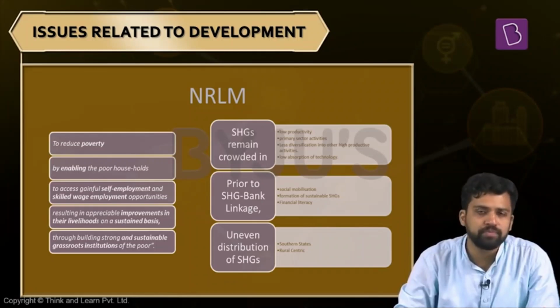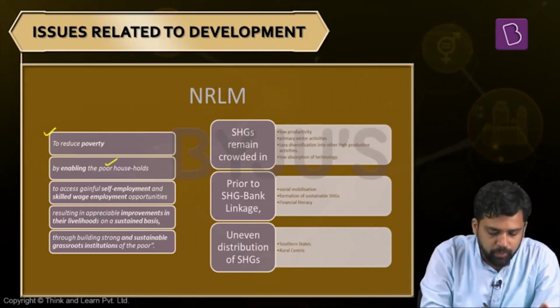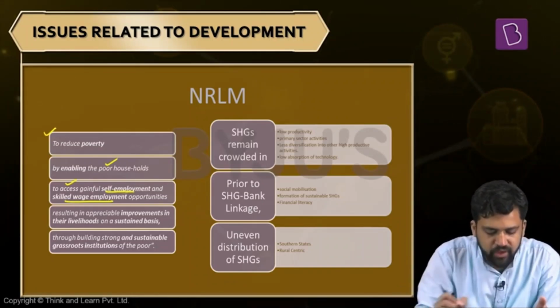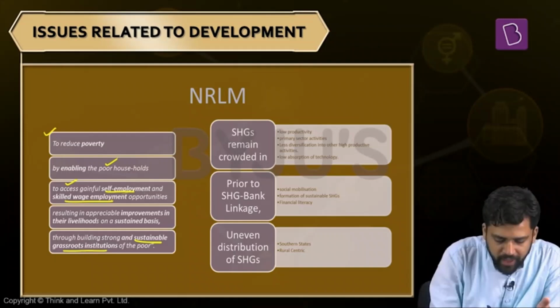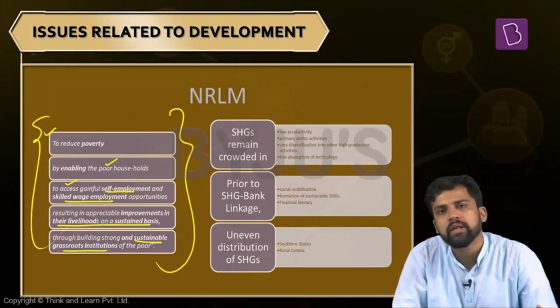Now, what is this particular scheme about? What is the objective here? The aim here is to reduce poverty, to enable poor households, to ensure them access to self-employment and skill-based employment, create sustainable grassroots institutions, and ensure that they have livelihood on a sustainable basis. This is the aim of Ajivika, the National Rural Livelihood Mission.